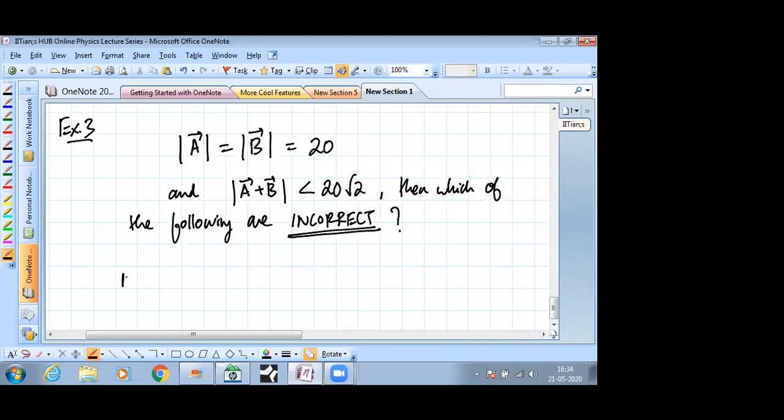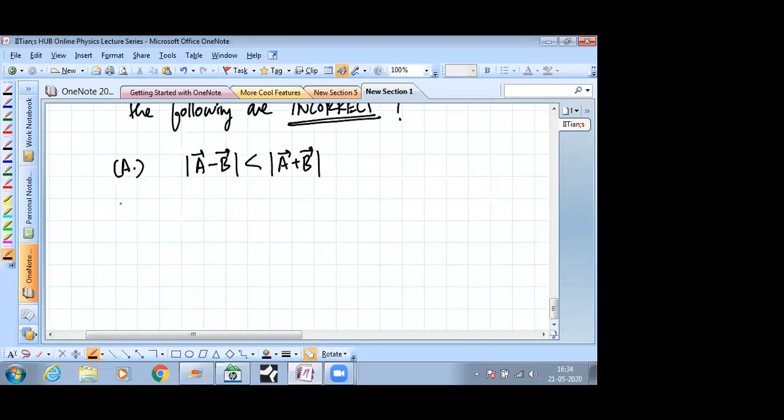Option E is saying that mod of A minus B is less than mod of A plus B. Actually it should be saying mod of A minus B is greater than mod of A plus B.